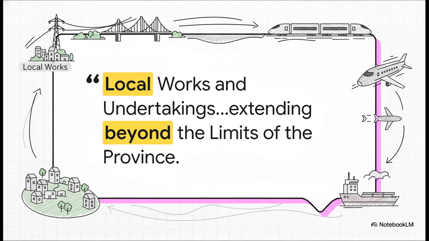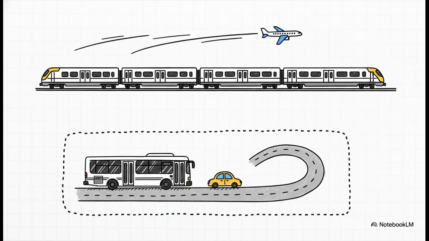The key words here are local works and, of course, the exceptions for projects that cross provincial borders. This creates a really clear line in the sand. And this just perfectly illustrates that whole division of power. Your city bus system, your local subway, the provincial highways, all of that is run by the province. But a cross-country railway or an airport that handles international flights, that's a different story. Those fall under federal jurisdiction.